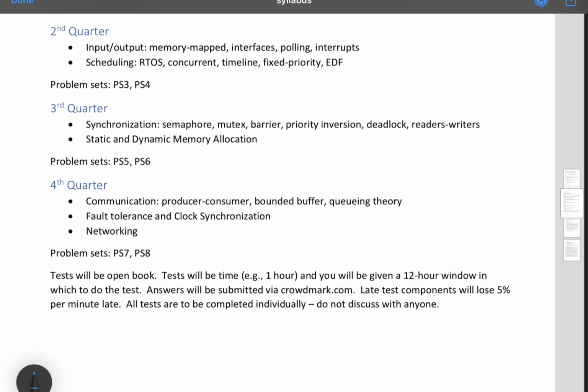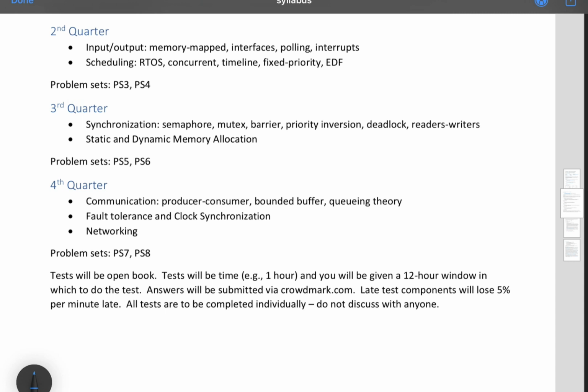So we're going to cover some synchronization primitives, semaphore, mutex, barrier synchronization. We'll cover some classic problems, priority inversion, deadlock, the dining philosophers problem, readers, writers. And we'll also cover some memory allocation. So dynamic memory allocation is when you create storage where you request storage for an object while your program's running. So in C++, that would be new. In C, you use malloc and free.